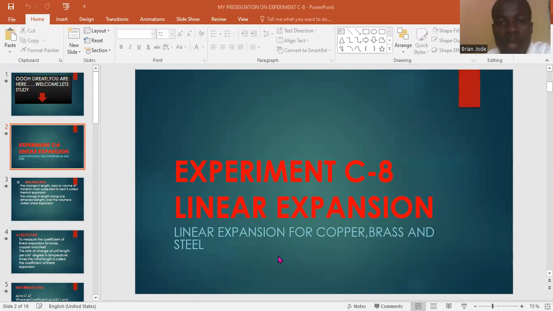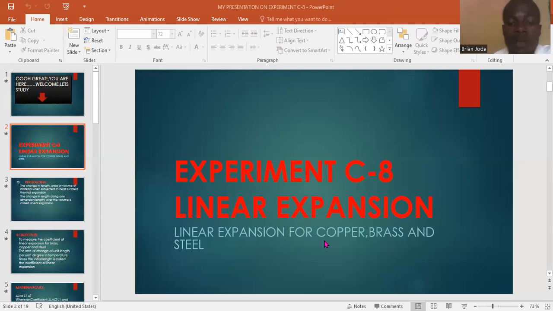Today we are going to talk about experiment C8, and this is the linear expansion experiment. We are going to determine the expansion coefficient for these three metal rods: copper, brass, and steel. The concept of linear expansion is such that when a material is subjected to heat, it tends to increase in one dimension, in length.